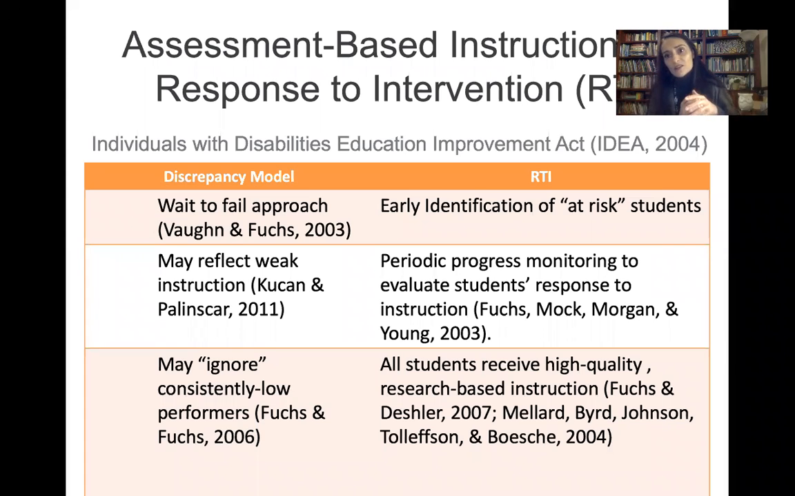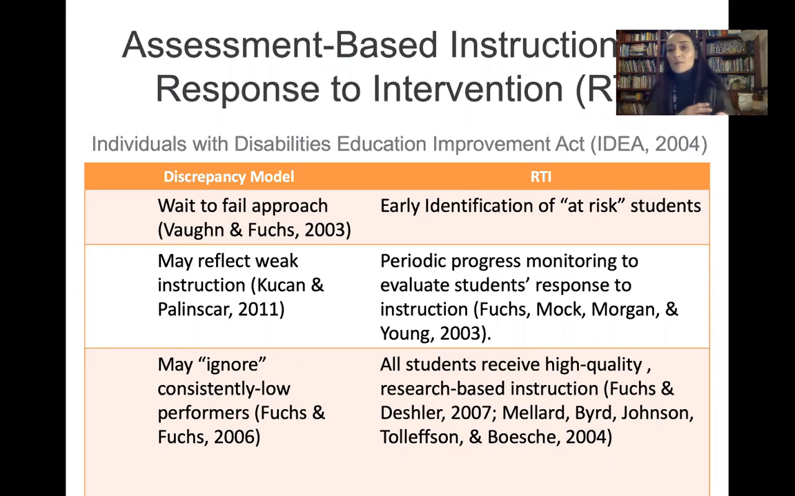Until that point, with a discrepancy model, the approach to differentiation was based on a wait-to-fail approach. In other words, a student would fail academically before they would receive any type of support. Also, this discrepancy model may really reflect a weak instruction or poor teaching, as Kuken and Powitz had commented. In other words, it's not that the students do not respond to instruction because of difficulty in understanding the concepts, but simply because the instruction is not as strong and as systematic to address their needs.